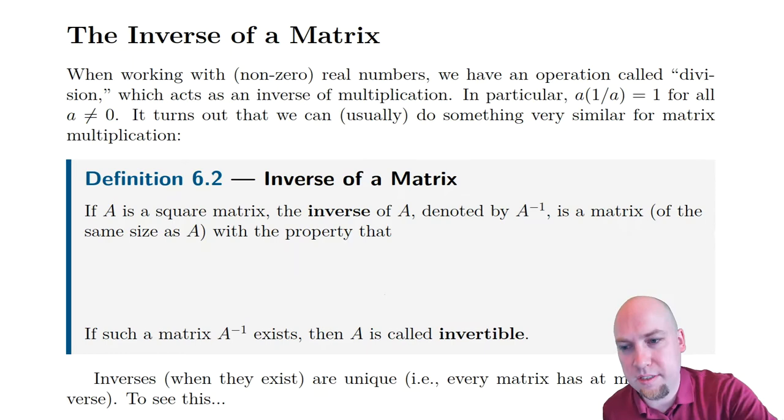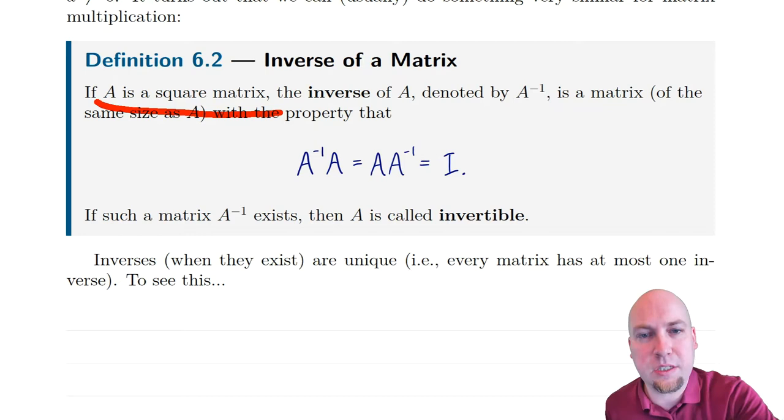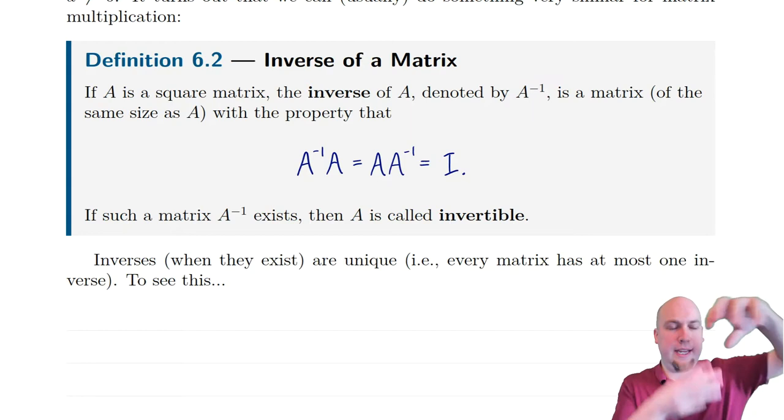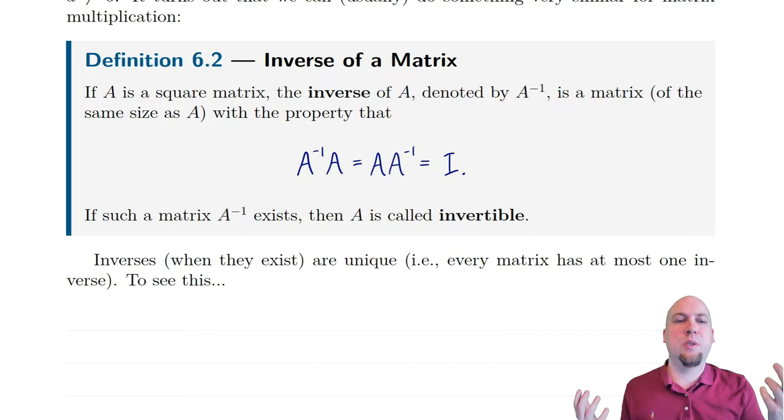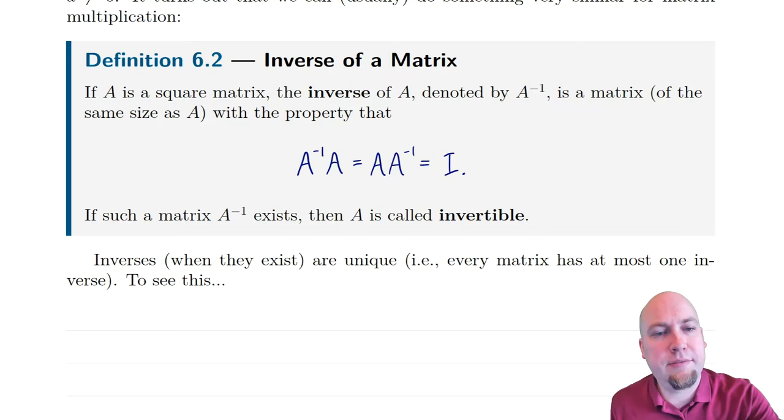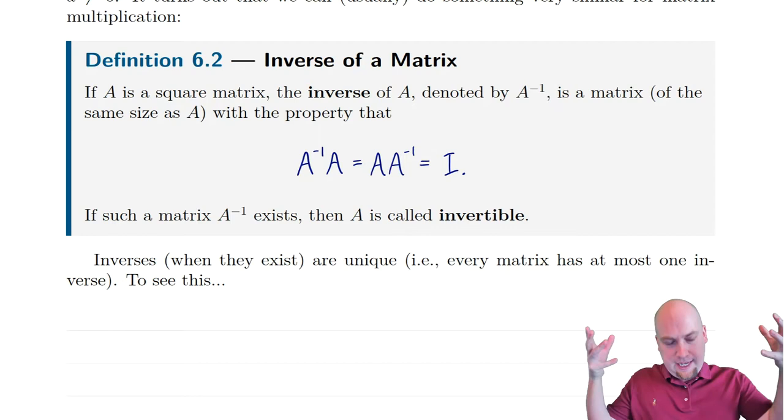Okay, so definition time. The inverse of a matrix: first off, your matrix has to be square. Then the inverse of the matrix A, we're going to denote it like this. We're going to call it A to the power of minus 1. That means the inverse matrix. It's going to be a matrix of the same size, also square. It's going to have the property that if you multiply it on the left or on the right, you get the identity matrix. So they undo each other. A and A inverse undo each other, no matter which way you multiply them together.